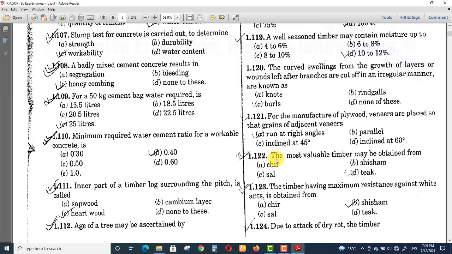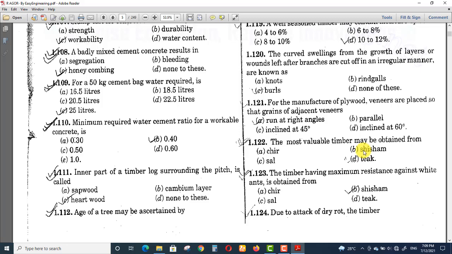Next question is 122. The most valuable timber may be obtained from. This is important too. Teak is known as the best quality wood among all woods. We use teak for plywood and for furniture, because obviously we look for very good wood if we are making furniture or plywood. So the best wood or timber available is teak. The most valuable timber may be obtained from teak, which is the right option.